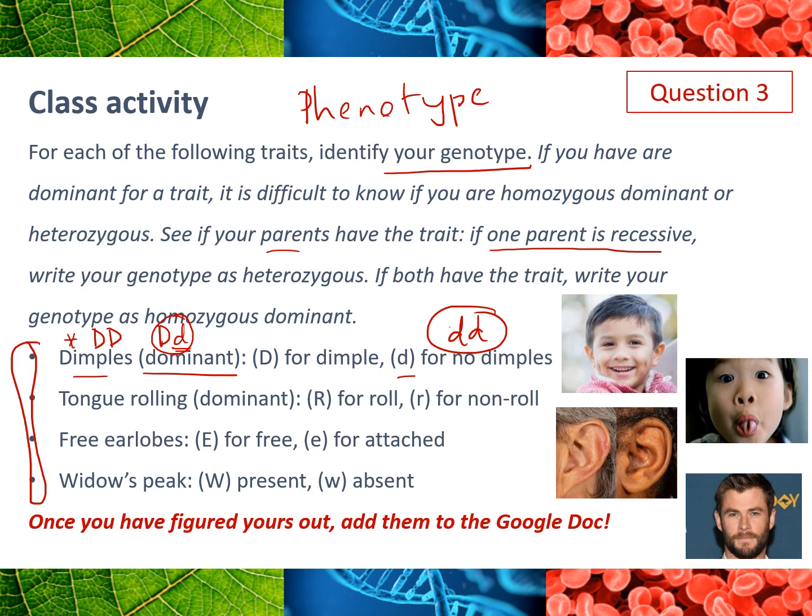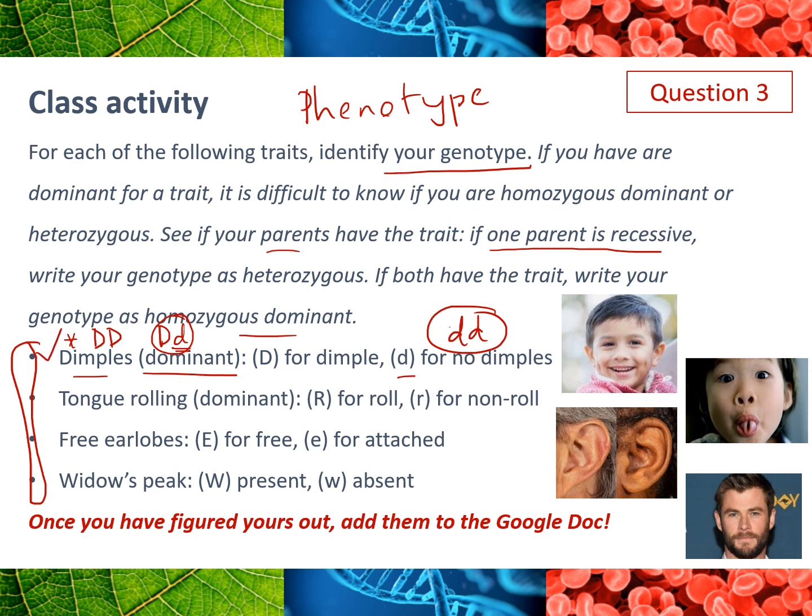Again, this is not 100% perfect, but if both of your parents have that trait and you have that trait, I want you to assume that you're homozygous dominant, okay? But basically for each trait, I want you to write these on a piece of paper as well, because you will need it again in the next bit. Write down, you know, dimples.